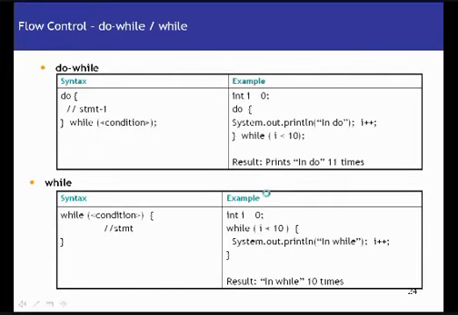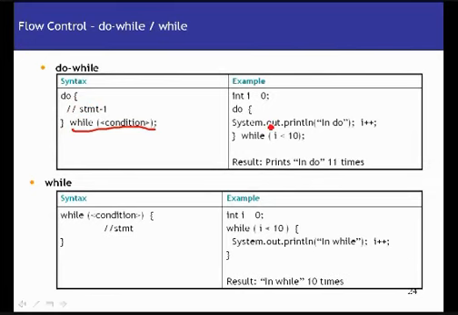If you look at the syntax of the do while statement, you have the do block where you execute certain statements, and then you write a while condition. So until this condition is true, the statements in the do block are going to be executed, right?